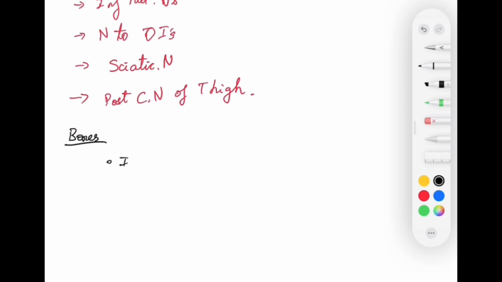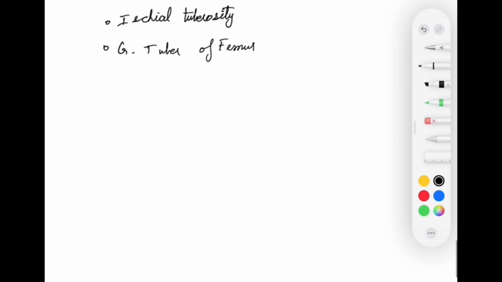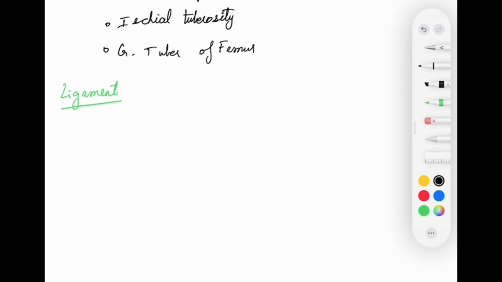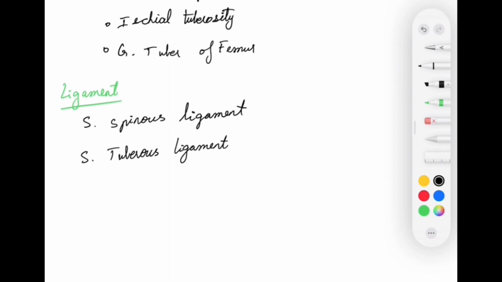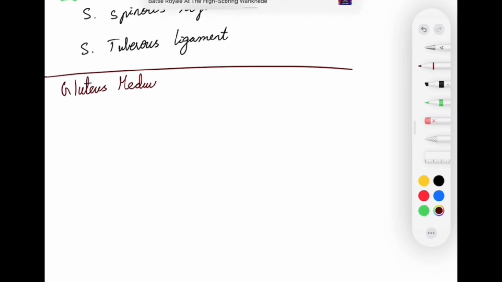And now moving on to the bones, they will be the ischial spine, ischial tuberosity, and the greater trochanter of femur. And now to the ligaments, they are sacrospinous ligament, sacrotuberous ligament, and now we move on to gluteus medius.